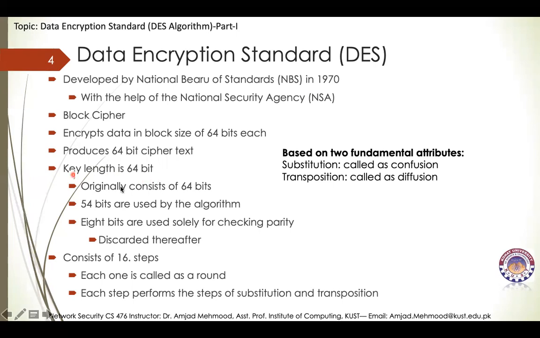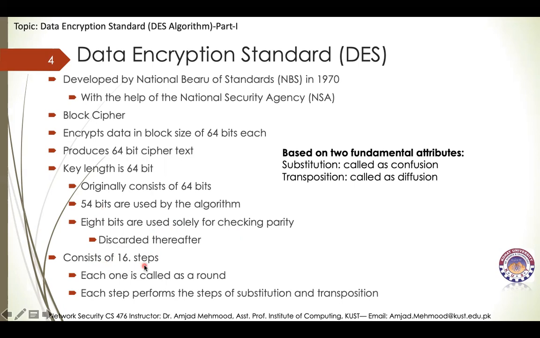Key length is 64 bits originally, but 56 bits are used by the algorithm. Where are the remaining 8 bits? As I mentioned in my previous lecture, each 8th bit of a byte is used for parity checking. Once it performs parity checking, that will be discarded thereafter. So 8 bits are used solely for checking parity, and discarded thereafter.